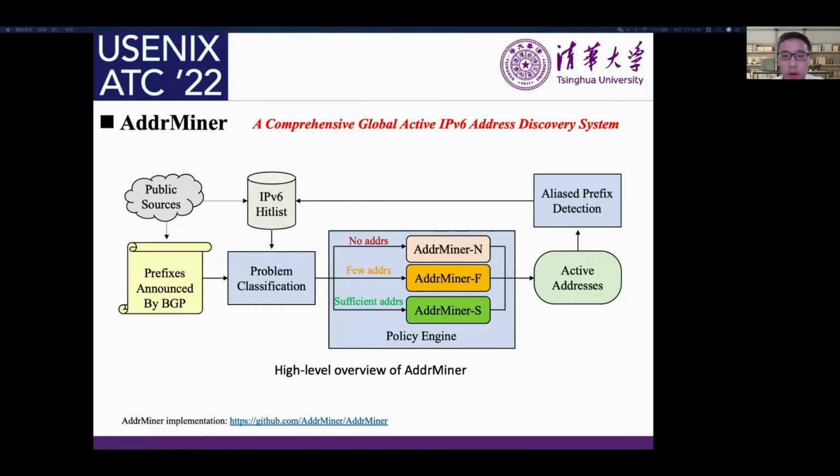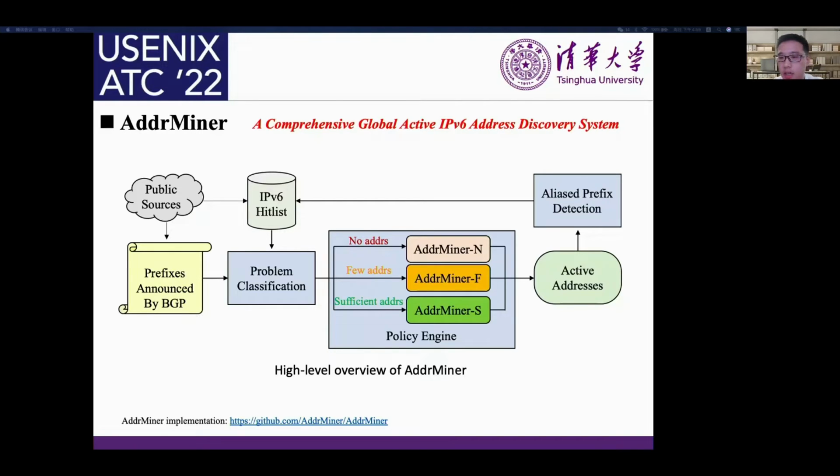To solve the problems, we design and implement a comprehensive global active IPv6 address discovery system called AddrMiner. It divides active address probing into 3 subtasks: active IPv6 address probing for the regions with no seeds, the regions with few seeds, and the regions with sufficient seeds. The figure shows the high-level overview of AddrMiner.